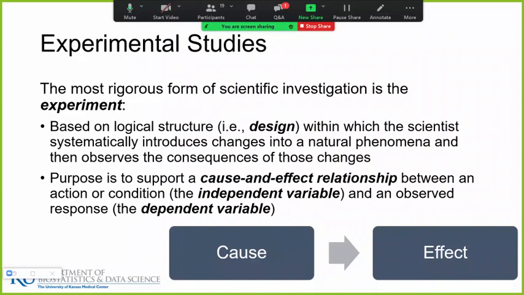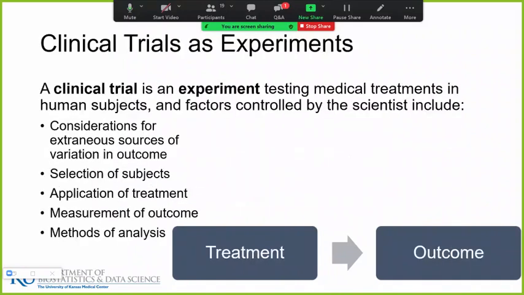So you have a cause and effect, and you're controlling the independent variable in some way. And again, the purpose or the goal of an experiment is to support a cause and effect relationship where changes in the independent variable are causing changes in the dependent variable.